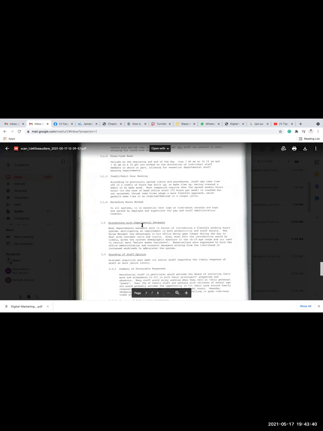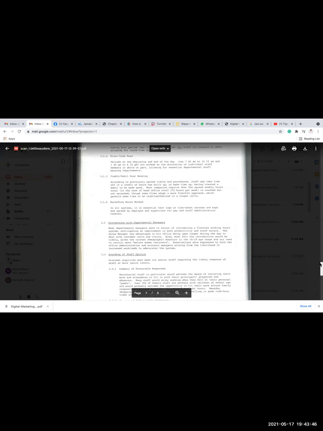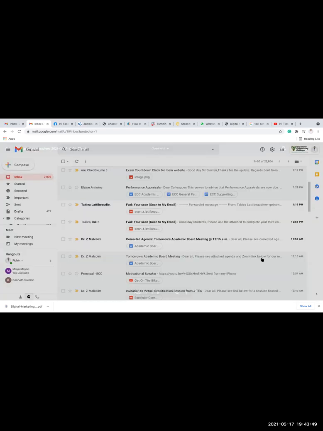Core time ban: during this period, all staff are present at work. Then they give you another, that was 3.1. Then you go to 3.2, which is here, discussions with departmental managers, and they give you the core. Then you get 3.3, which is sounding off staff opinion. All right, everybody got that?